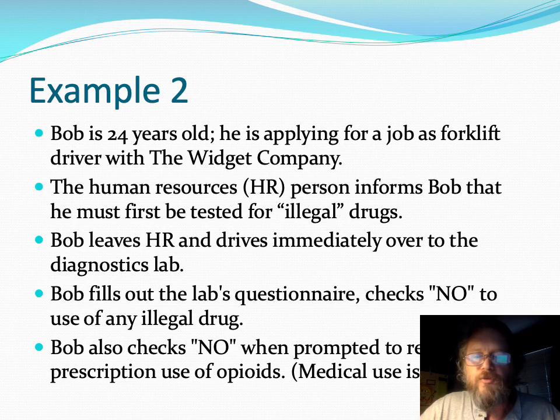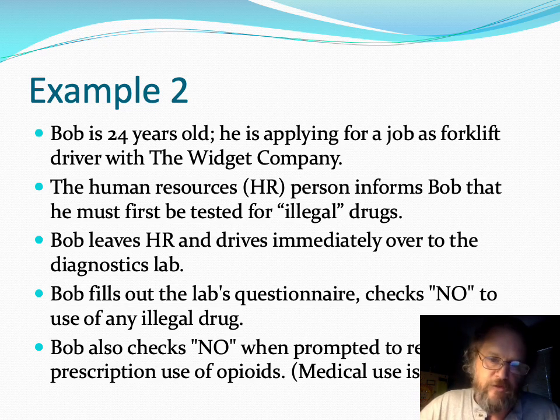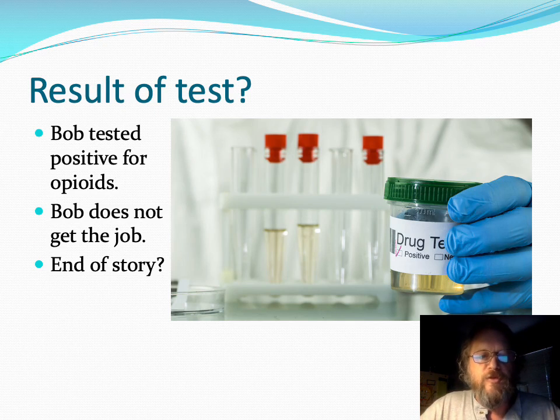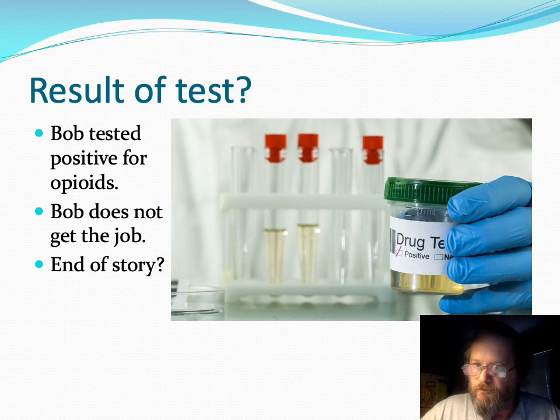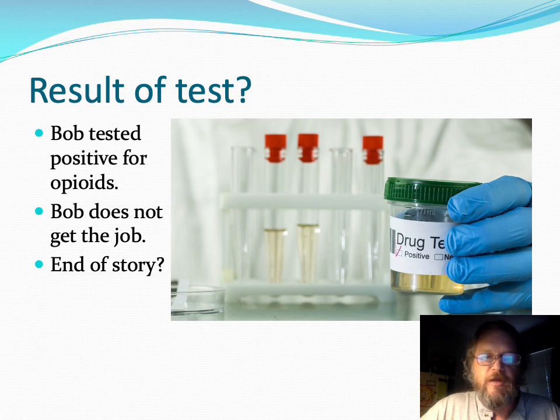He also checks no when prompted to report any prescription use of opioids. Remember, medical use is legal, although if you test positive, it's going to generate some HR issues for you, as it should. Okay, so results of the test. Bob tested positive. Bob's not going to get the job, so is that the end of the story? Is Bob an opioid user? Well, he tested positive. Is that the end of the story? Let's see if you can get this.